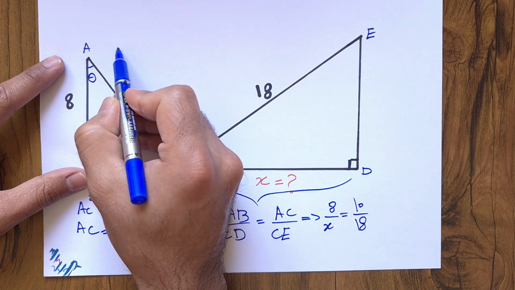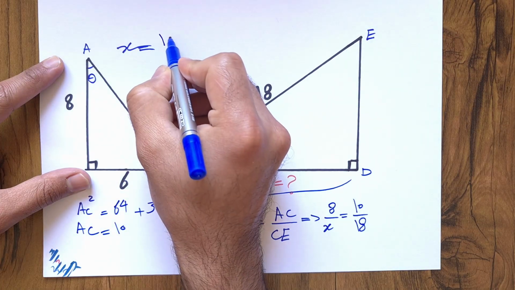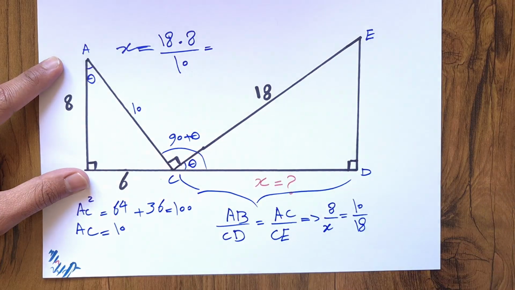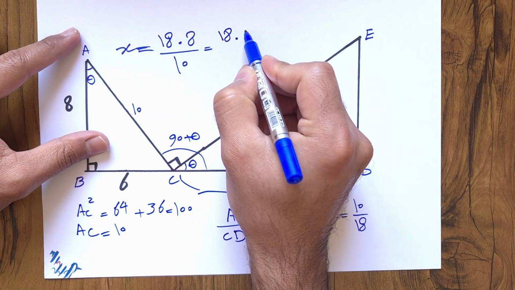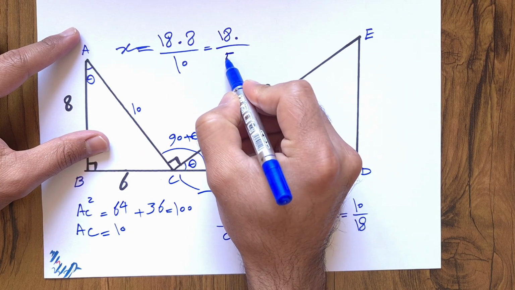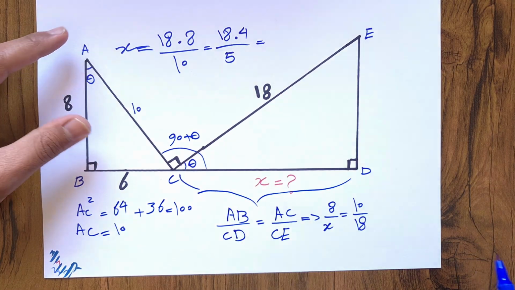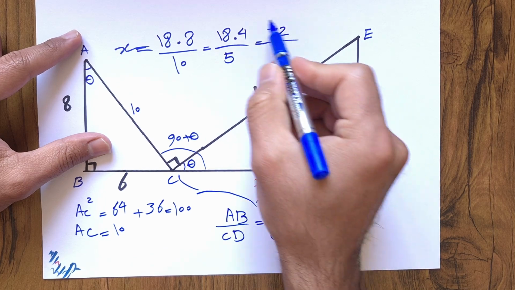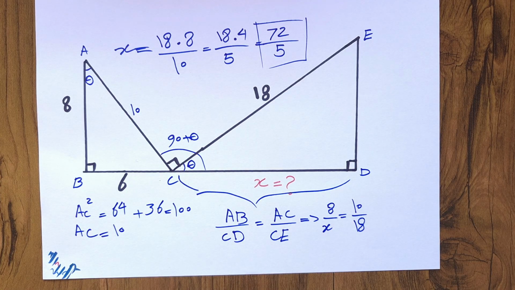So let me write it down here: x equals 18 times 8 over 10. We can simplify that. So it is 18 times, let's divide by 2, 5, and it is 4. So 4 times 18 is 72, over 5. And that's the final answer. So x is 72 over 5.